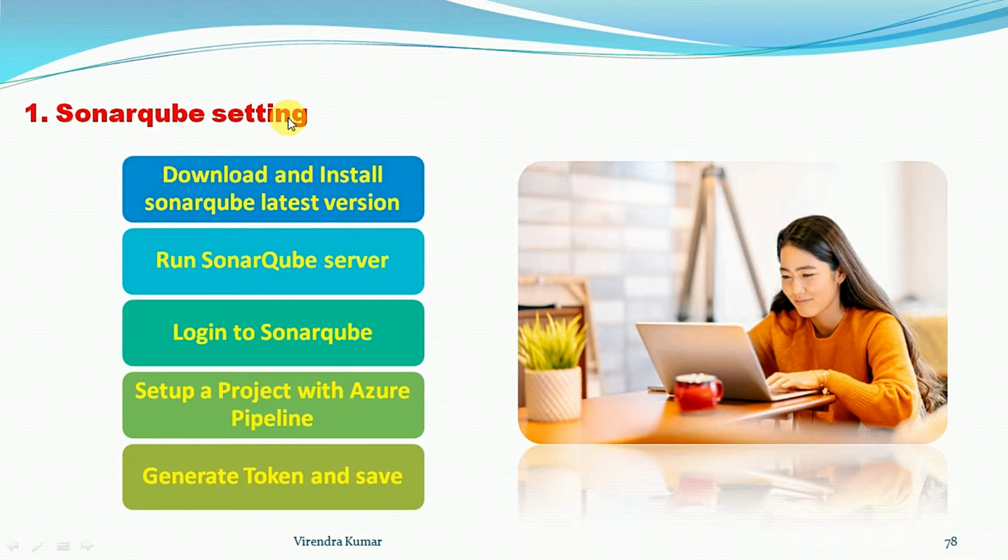Sonarqube setting. So first you can do the Sonarqube setting. First you can download and install the latest version of Sonarqube. I will provide the link in my description for how to download and install the latest version of Sonarqube. You can follow that video and set up Sonarqube on your system. Then run the Sonarqube server. Once the download and install part is completed, you can run the Sonarqube server on your local machine. Then you can log into the Sonarqube web portal. Basically we are using localhost 9000 as the port number where we are running the Sonarqube server.